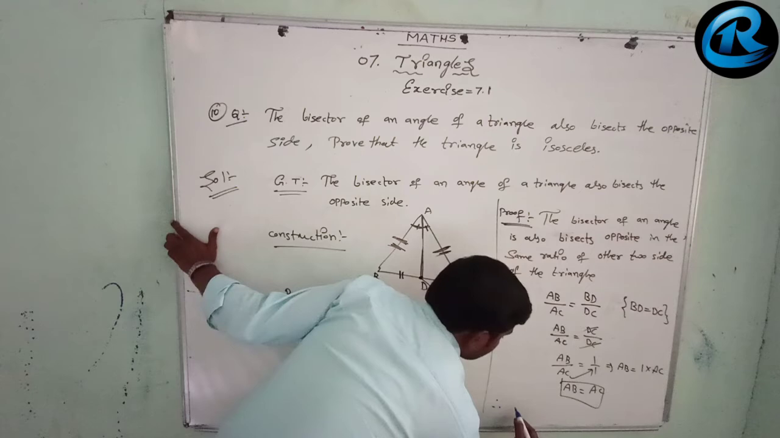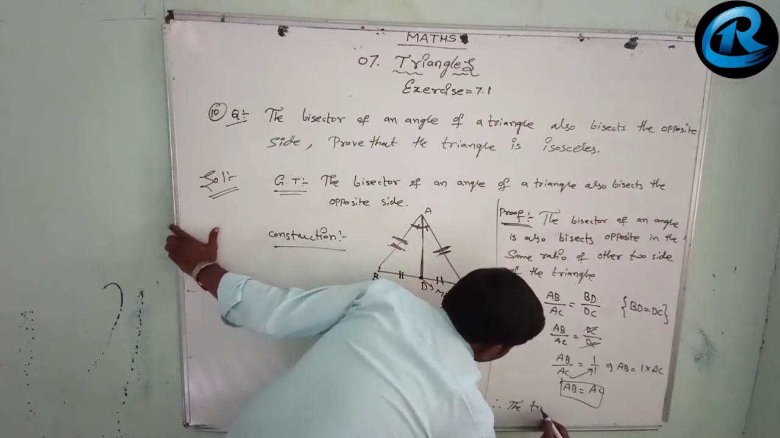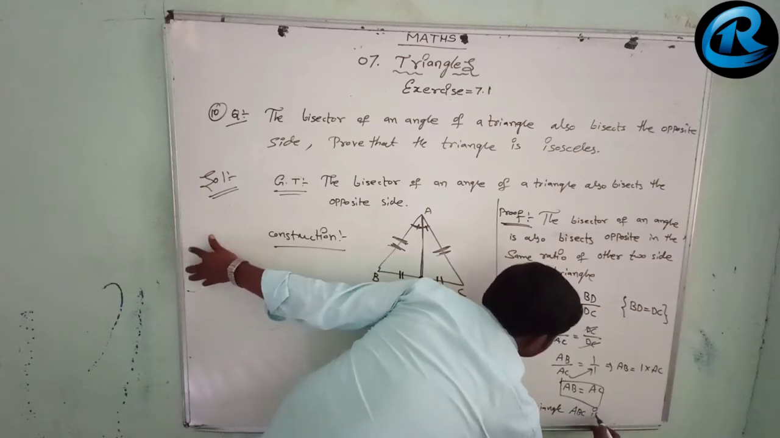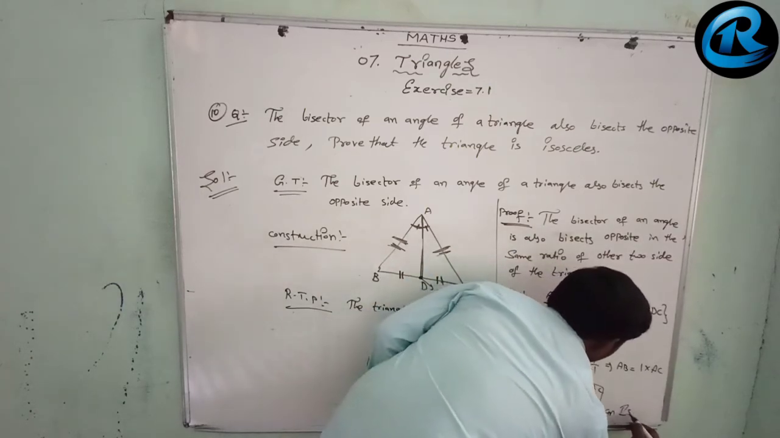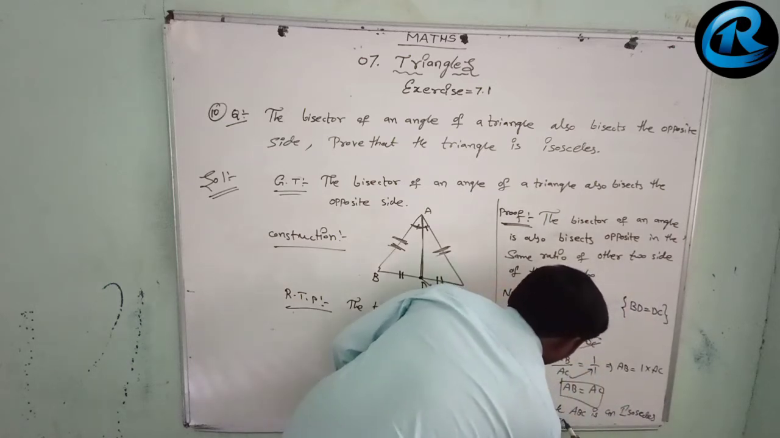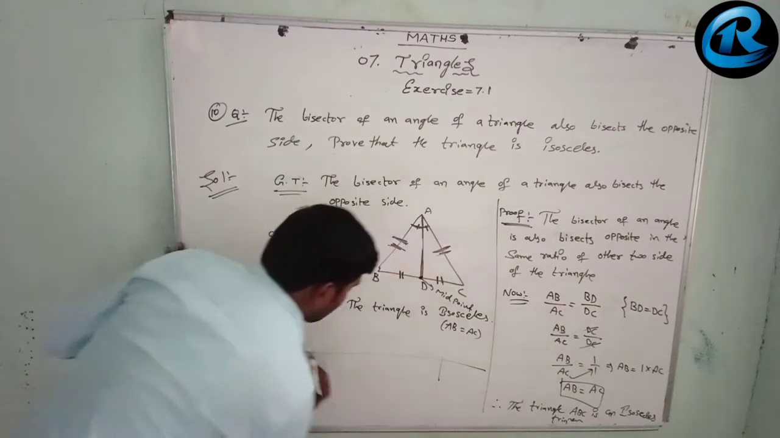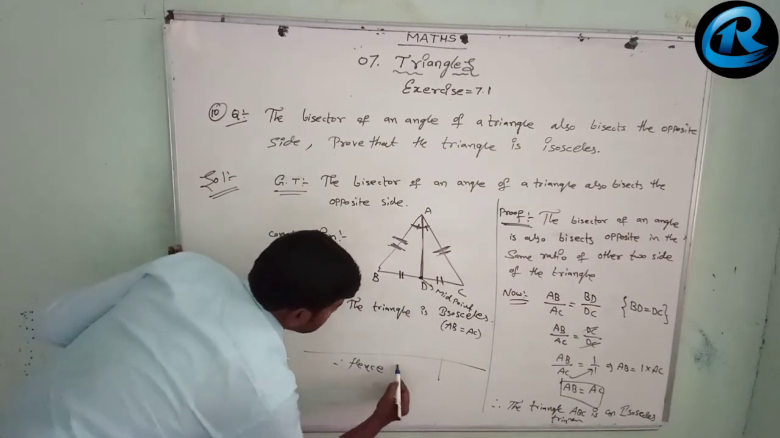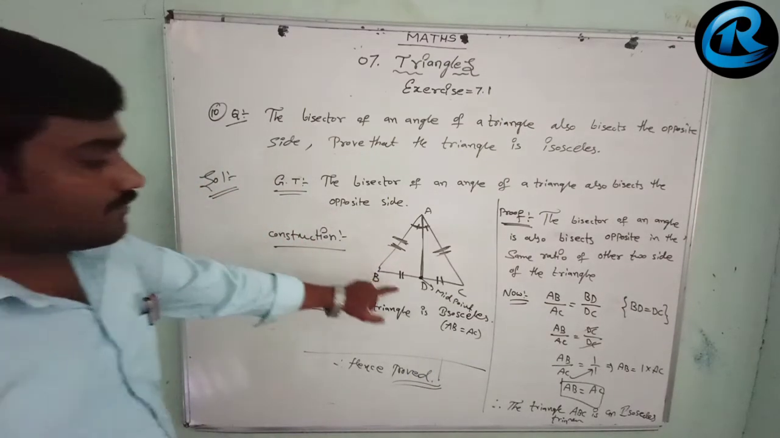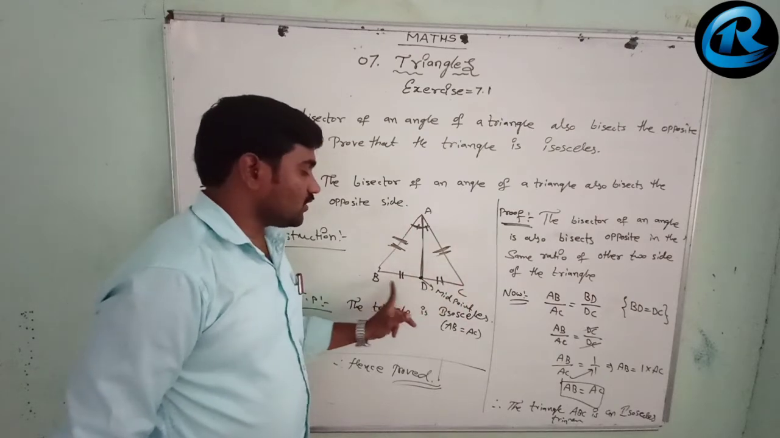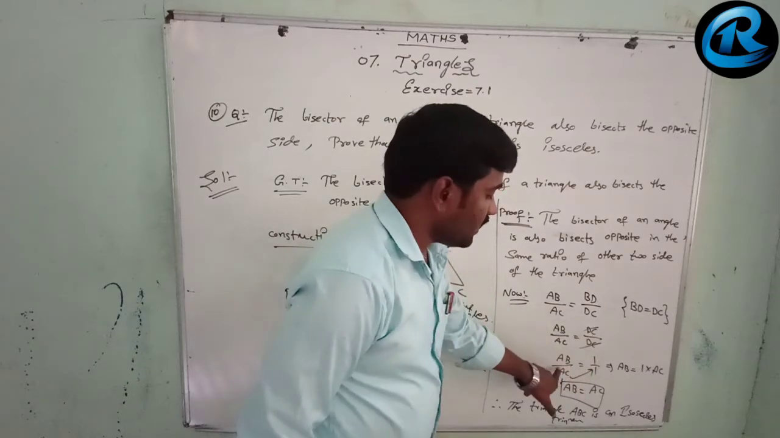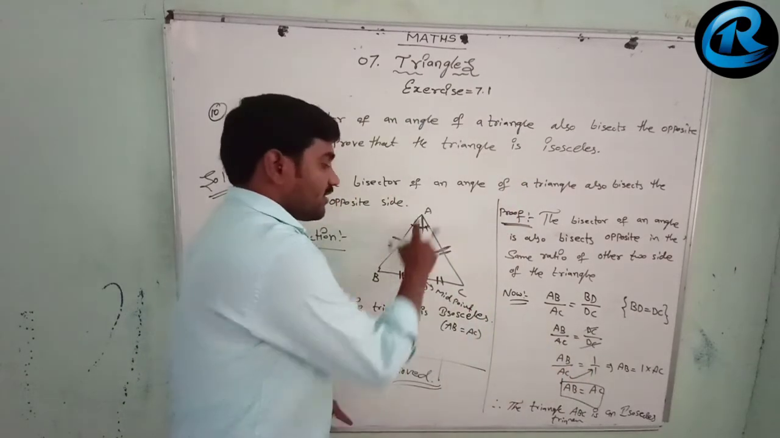Therefore the triangle ABC is an isosceles triangle. Therefore you write hence proved. Hence proved. So here AB by AC equal to BD by DC. BD and DC are same. So BD and DC you cancel. AB equal to AC you will get. This AB equal to AC.